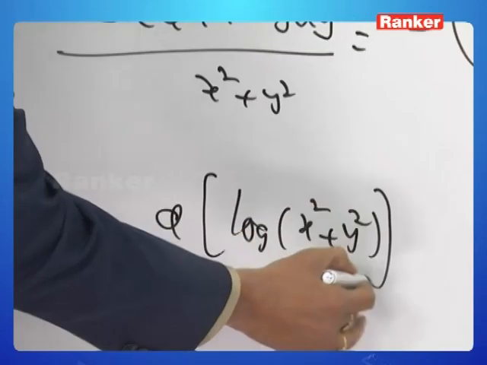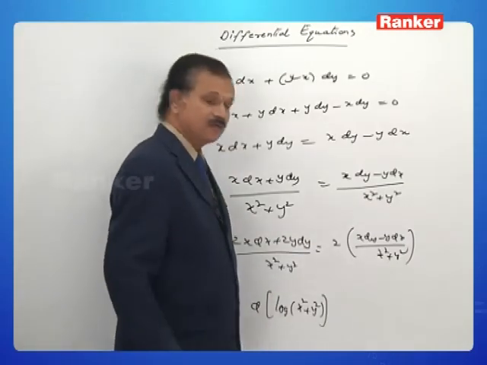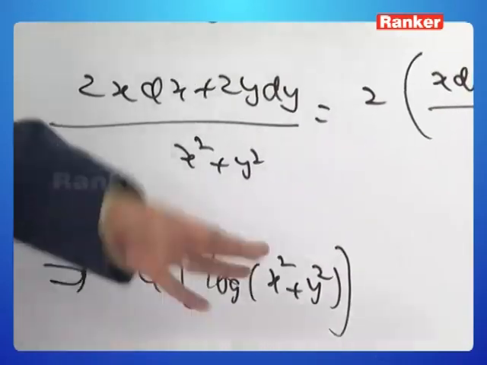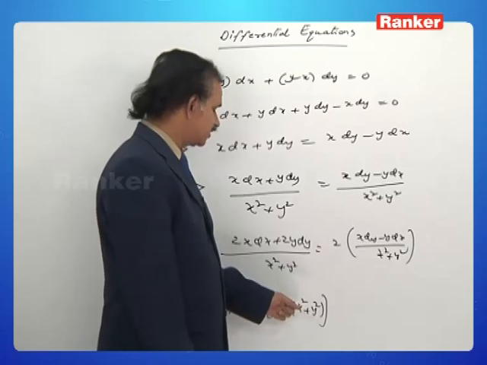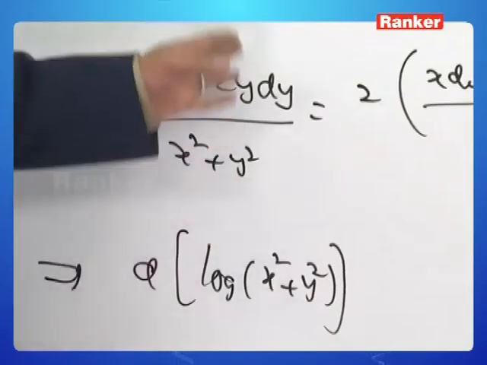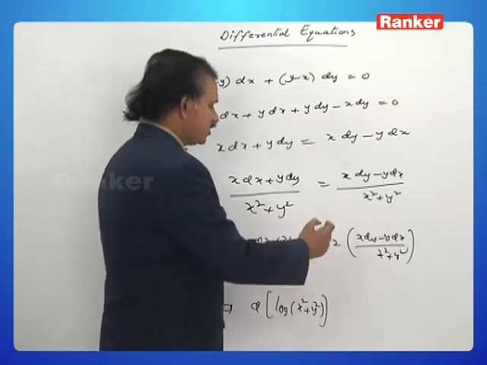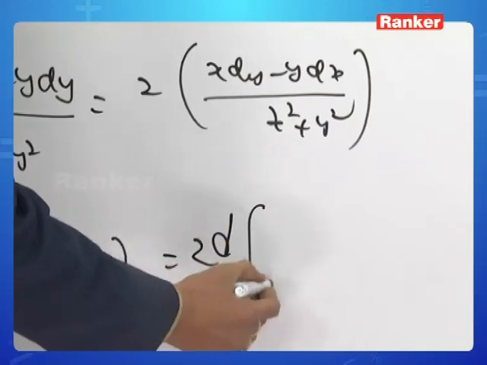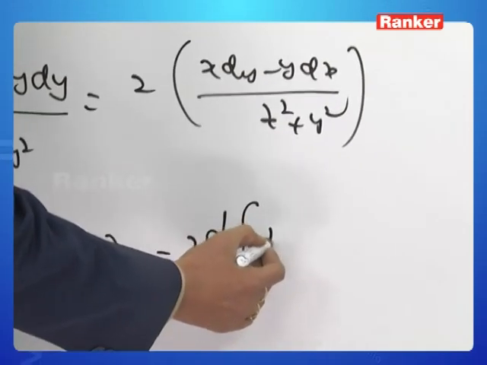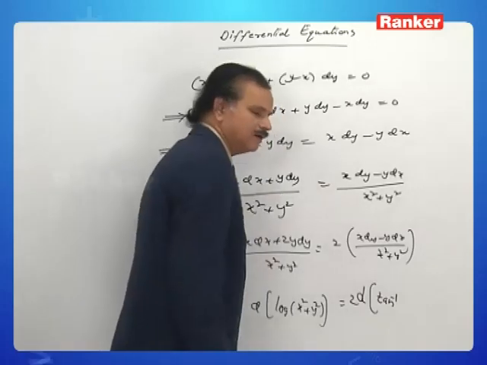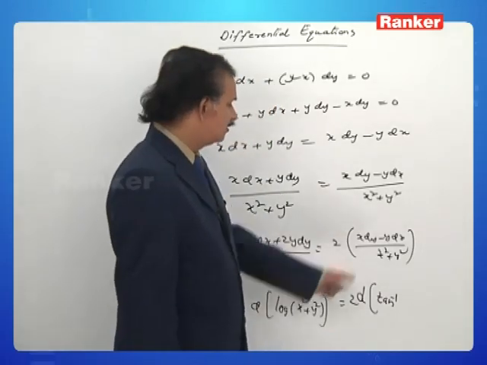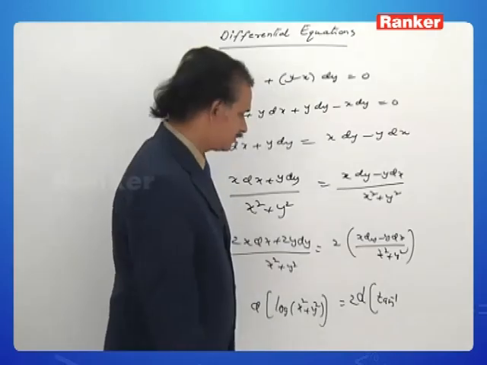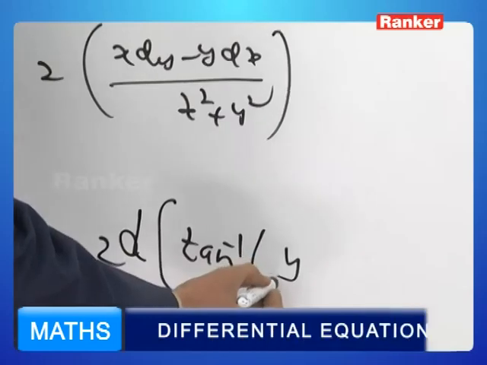You can easily believe it, you can easily trace it. Come on. What is the differential of log of x square plus y square? For the logarithmic function, 1 by x square plus y square, and again 2x dx plus 2y dy, isn't it? It's very simple to trace it. And what do you say about the RHS? It is just nothing but d of tan inverse, come on, x by y or y by x. In the first step we have dy, not dx. So it is y by x. Tan inverse of y by x.